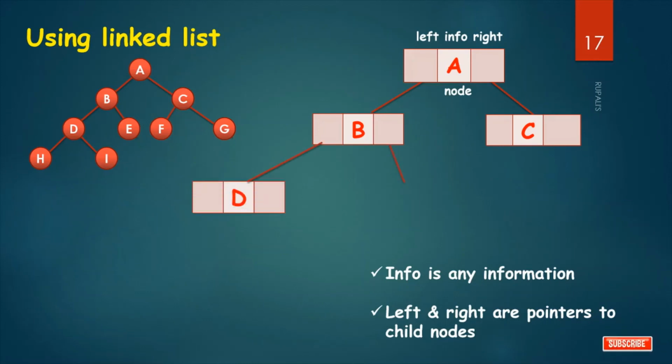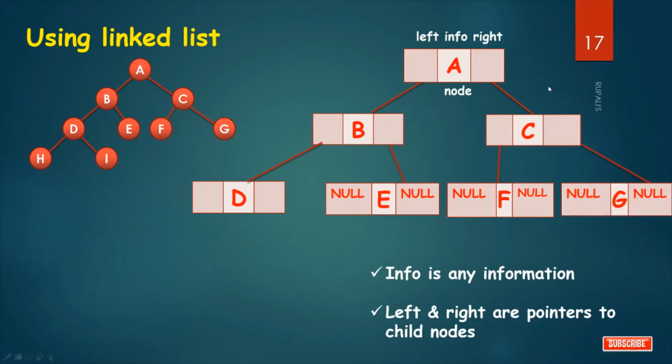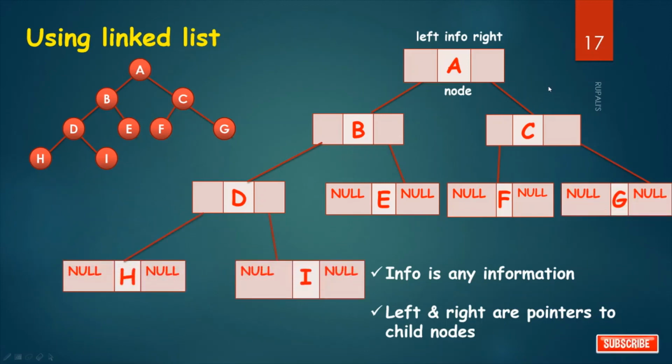Now see, if there are no nodes coming from left and right, you have to insert null. So for leaf node, both left and right are null. So in this way, you can represent the total tree. So this is the linked list representation.